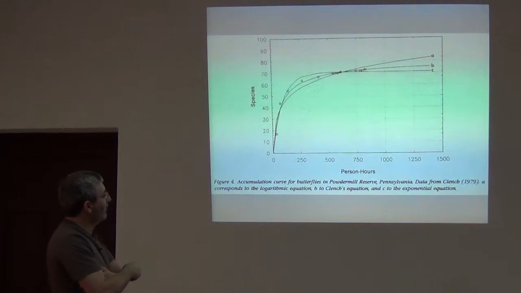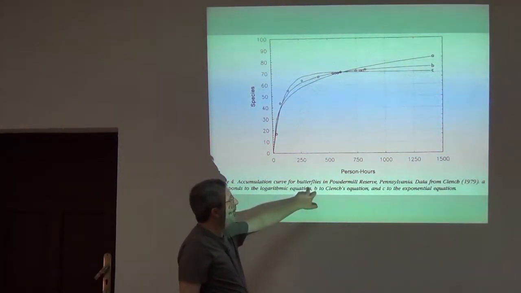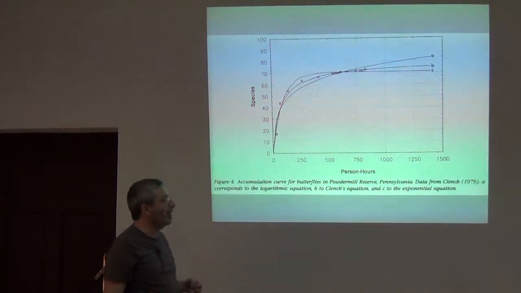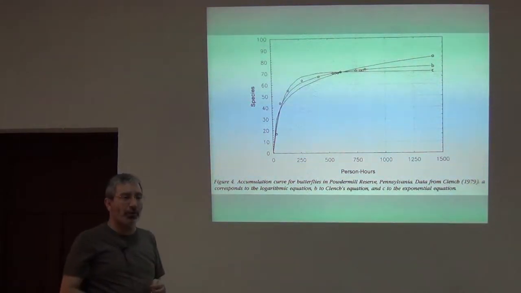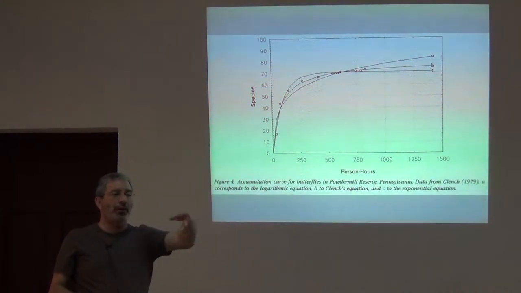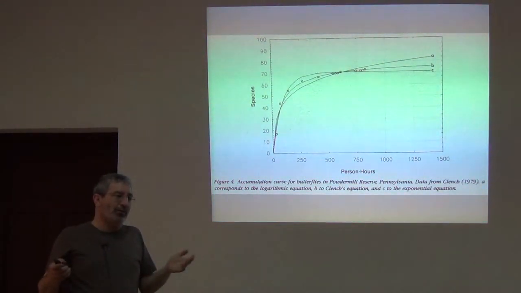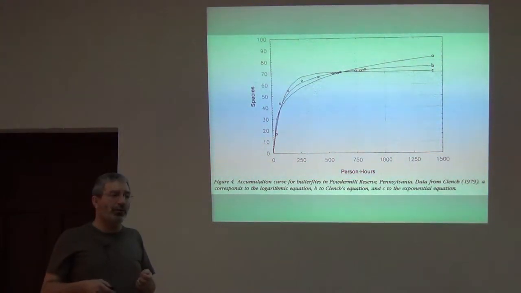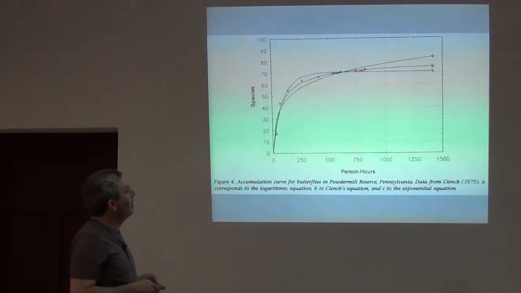I'll give you a different example. This is an accumulation curve for butterflies in western Pennsylvania. And essentially here, you can see the numbers of species are much lower. This is a temperate forest. This is kind of like where the Kansas people live. It gets, you know, some snow in the winter, fairly cold but not bitter cold.